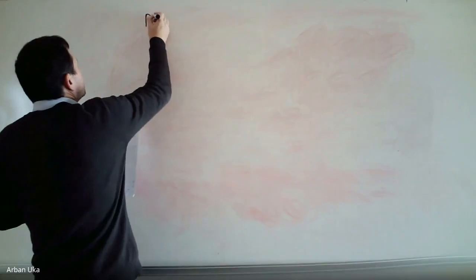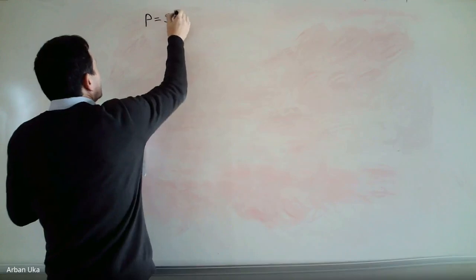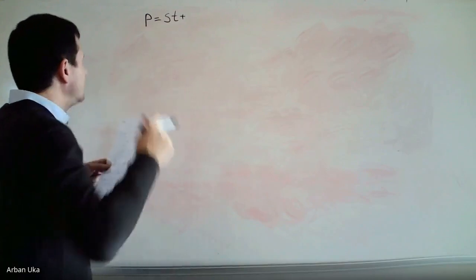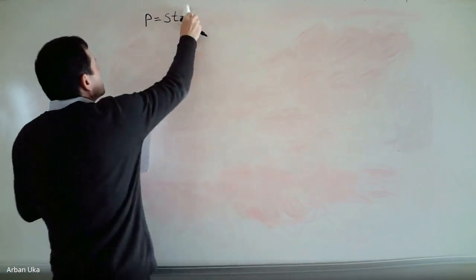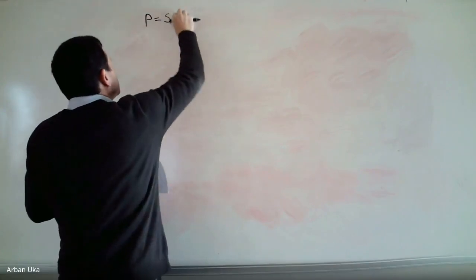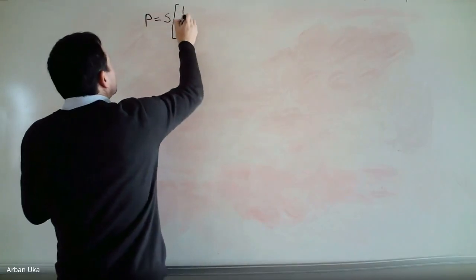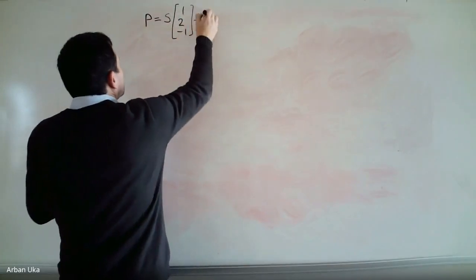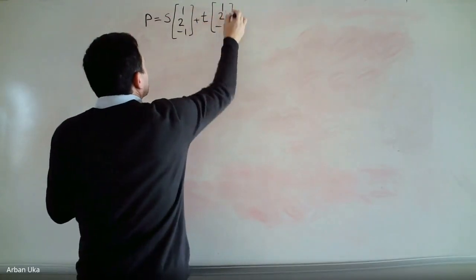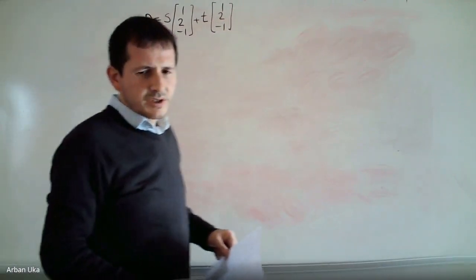Let's assume that we have a plane which can be expressed as SD plus... let's do it like this. Okay, so let's assume that this is a plane. First of all, we just look at it: is it really a plane?